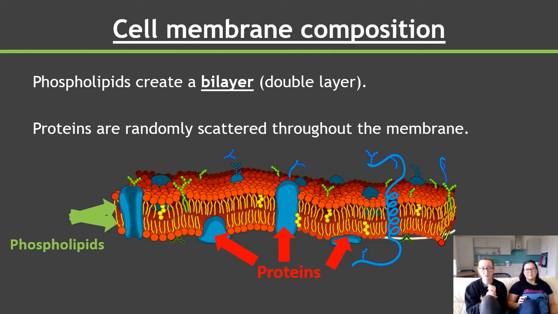And then the proteins, they're a bit more random. They are kind of randomly scattered throughout. You might have an area of membrane where there's hundreds, and then you might have a similar size area of membrane where there are none. They can be totally random. They can be on the top, they can be in the bottom, they can be through the middle, they can have a gap, they can be all different shapes and sizes. So phospholipids, a structured bilayer, proteins totally randomly scattered throughout the membrane.